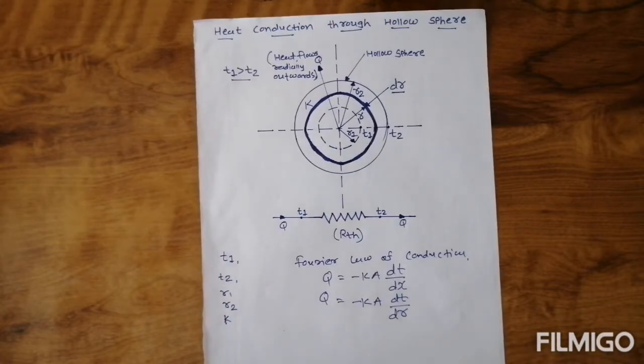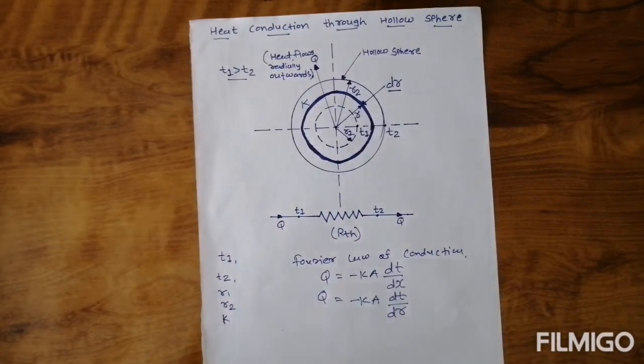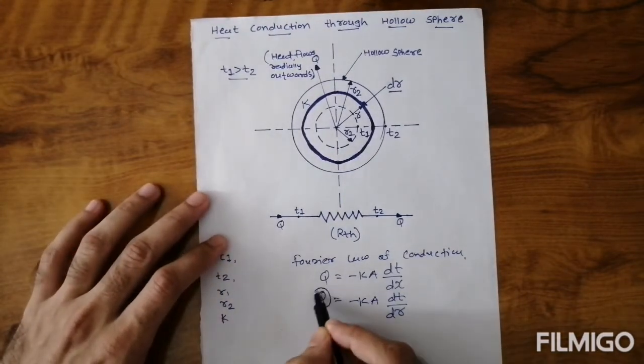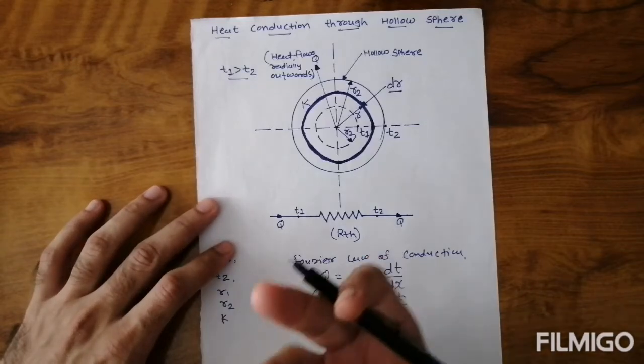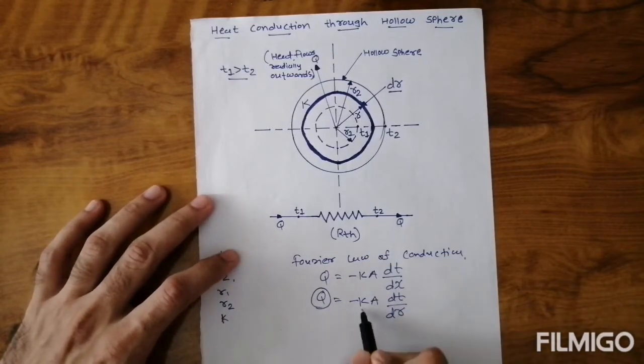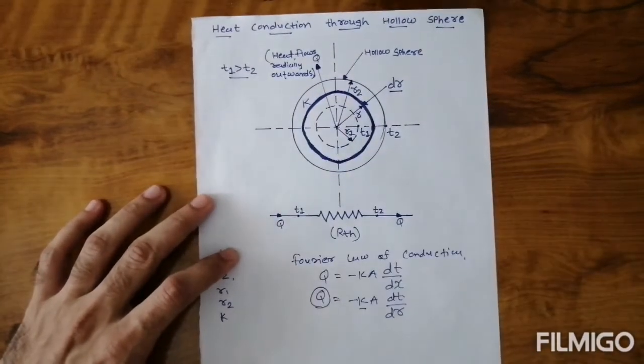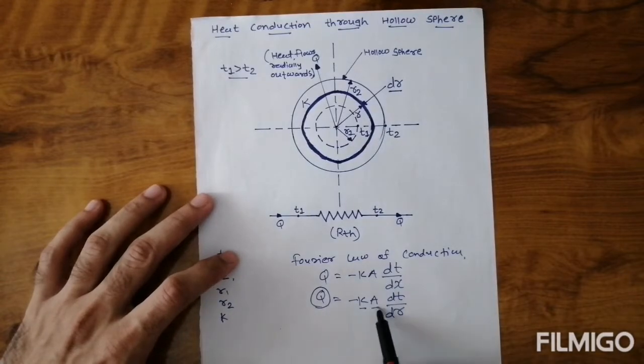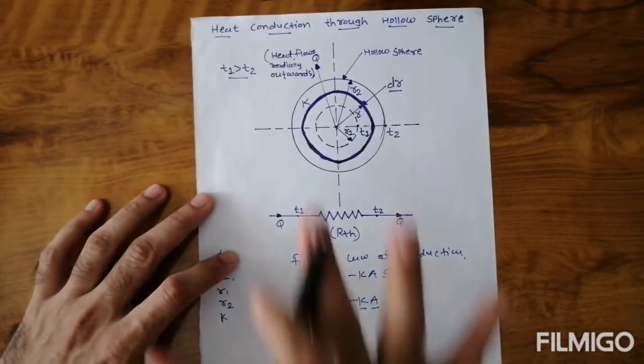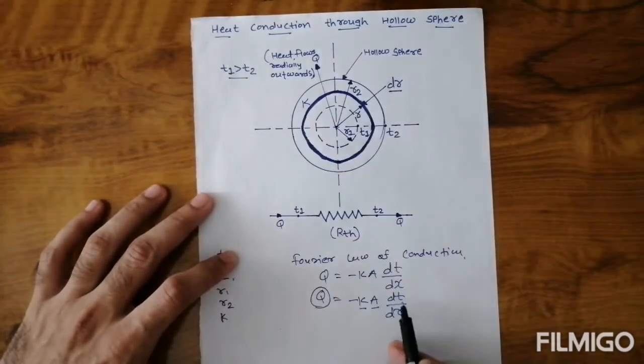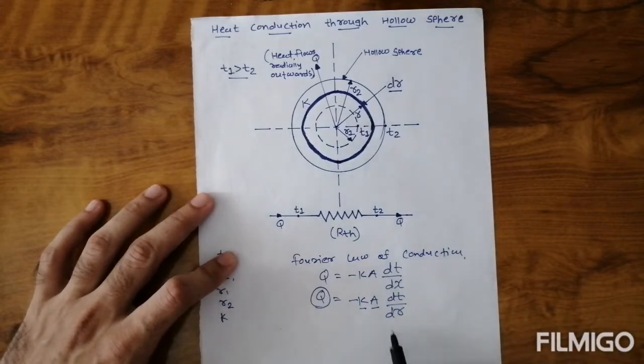Okay, up to that over. Now what will be here? You can see here first, what is Q? Q means rate of heat transfer per unit time. K means thermal conductivity of that material, constant. A means area of that sphere, or area of that element will be considered. dt means temperature difference and dr means thickness of the element.